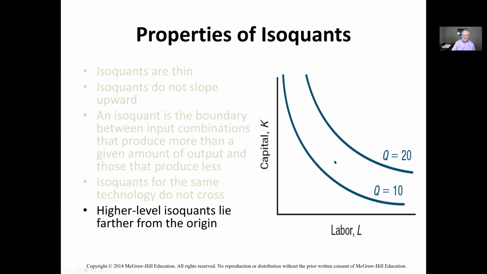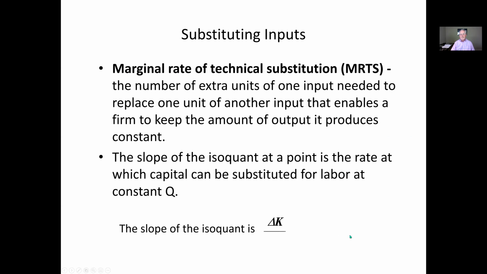In higher level isoquants, as we said, as we go to the northeast, are associated with higher levels of output. Now, let's go back to this. Again, I kept saying that the marginal rate of substitution in terms of our model of consumer choice was critical for our model to work.